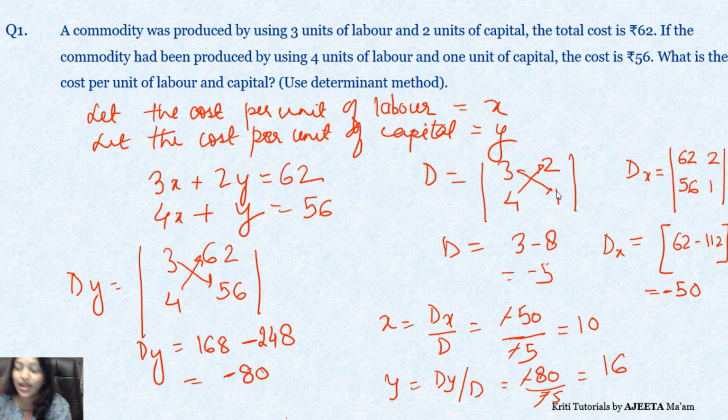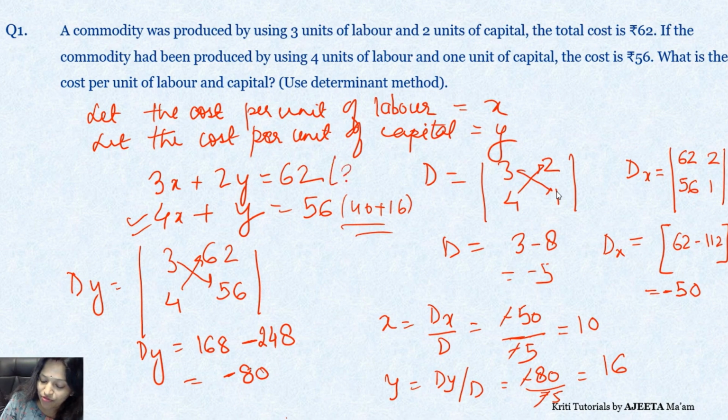So 4x plus y is 56. Let's take this first. If I substitute x as 10 and y as 16, I will get what? 40 plus 16 is 56. If I do the same for the first equation, what will I get? In place of x, 10, so 30, and then 16 twos are 32, which makes it 62. So our values are correct. So your final statement will be that the cost per unit of labor is rupees 10 and the cost per unit of capital is rupees 16. Right? So this is how we go for word problems.